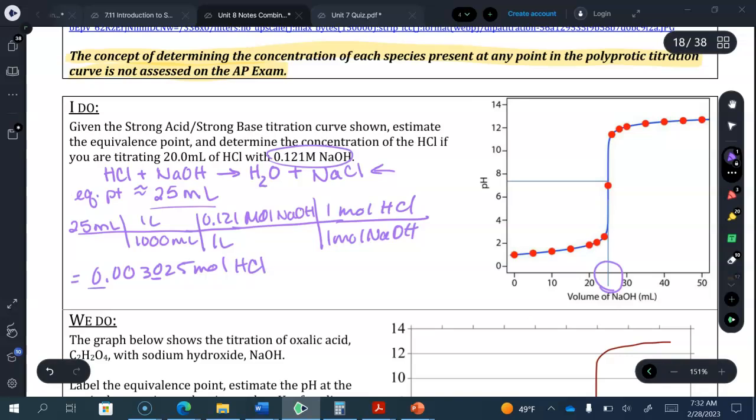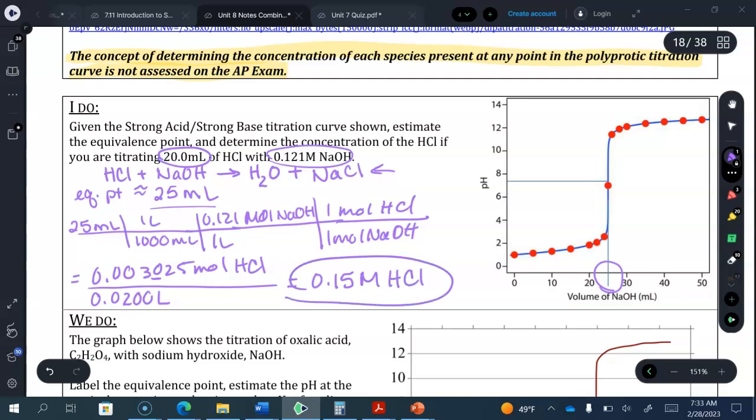To find the molarity, we would divide by the volume of the acid we started with, and I'm going to convert that to liters in my head by dividing by 1,000. And when we run this math in our calculators, we get 0.15 molar hydrochloric acid. So that is the concentration of the strong acid that is our analyte.